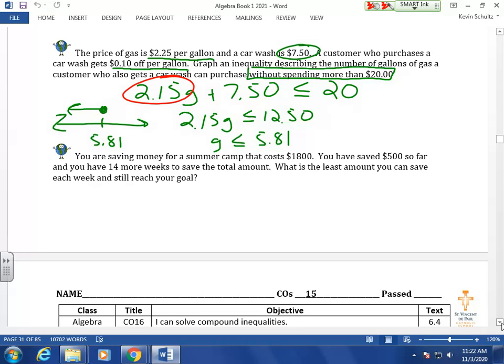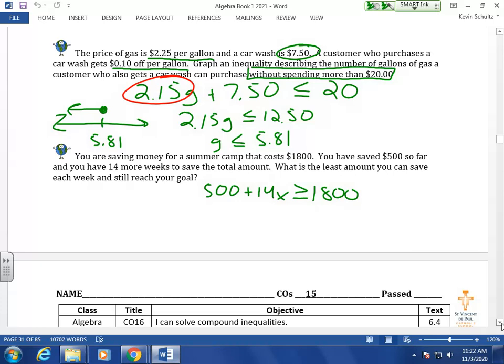The next one, saving money for a summer camp. Elise, please. Okay. So yours might look a little bit different. Maybe you put your 14x first. Maybe you didn't use x. Maybe you used w or y or n or whatever. As long as you have the 14 connected to a variable and you're adding 500 or a positive 500 and then you're greater than or equal to 1800, then you're good.